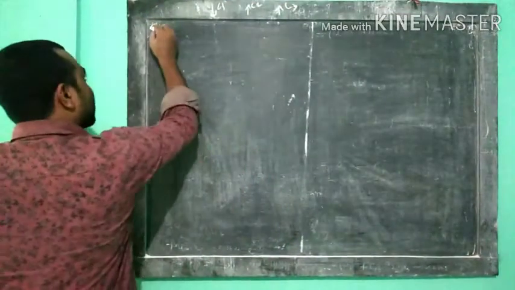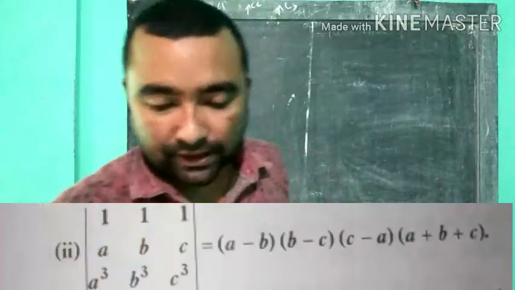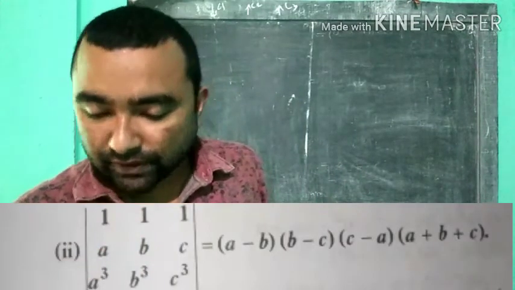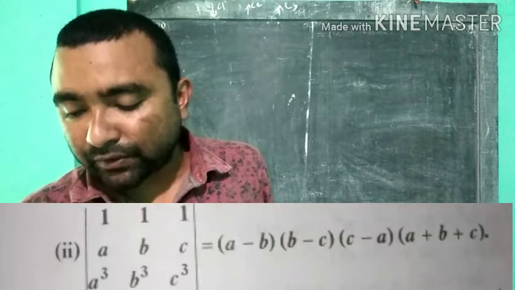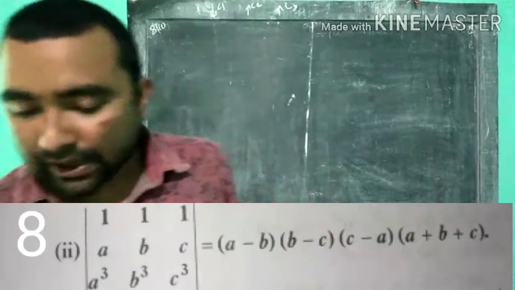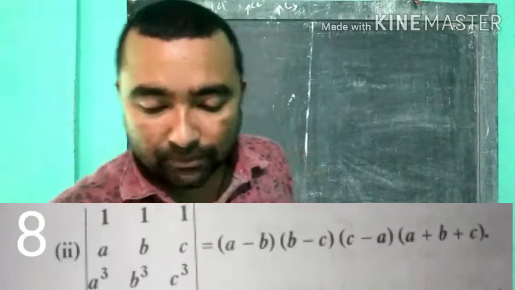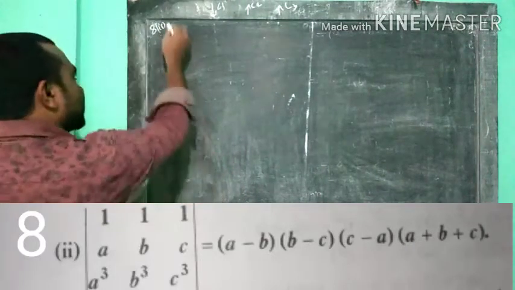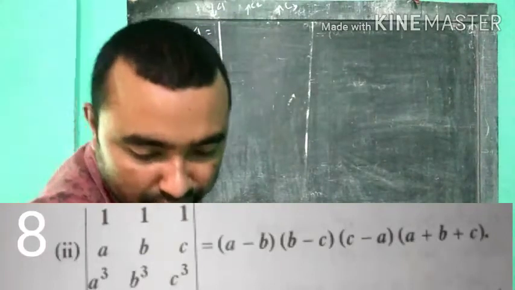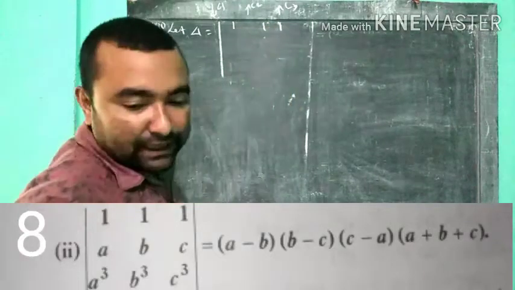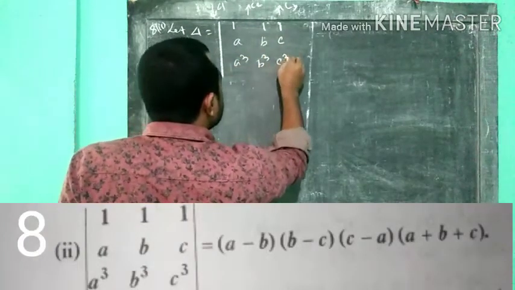Now we are going to solve question number 8.2. It is given that the first row is 1, 1, 1, the second row is A, B, C, and the third row is A cube, B cube, C cube. We are to prove A minus B whole into B minus C whole into C minus A whole into A plus B plus C. So first let delta equal this one: first row 1, 1, 1, second row A, B, C, and third row A cube, B cube, C cube.